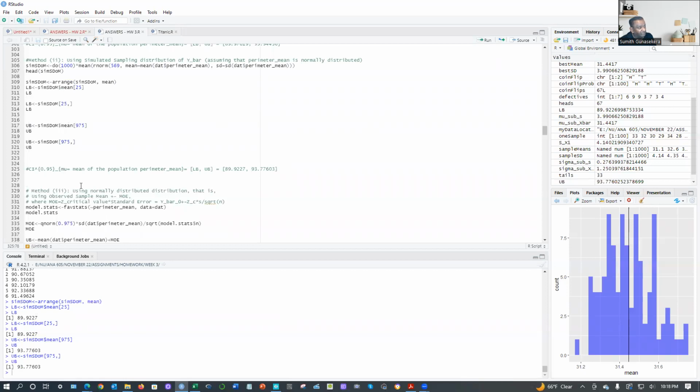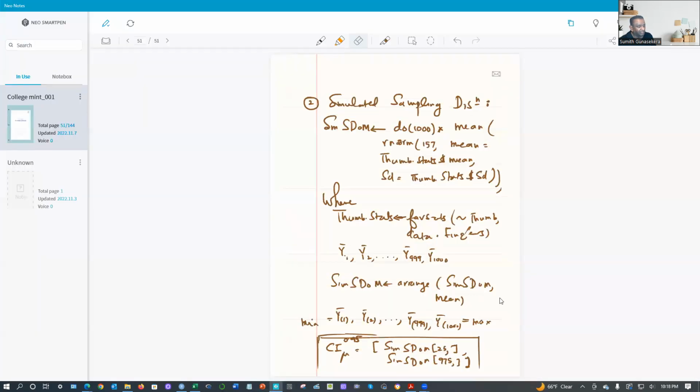Then what's the third method? Normally distributed. Using the normal distribution. What does that mean? Let's go to the third method. Can you remember, third method one is already done. That's the one that we did. Using normal distribution, using t distribution. Third one.